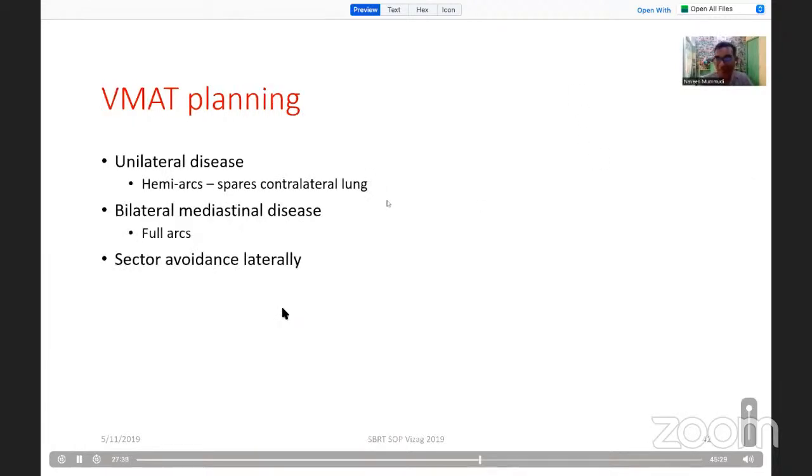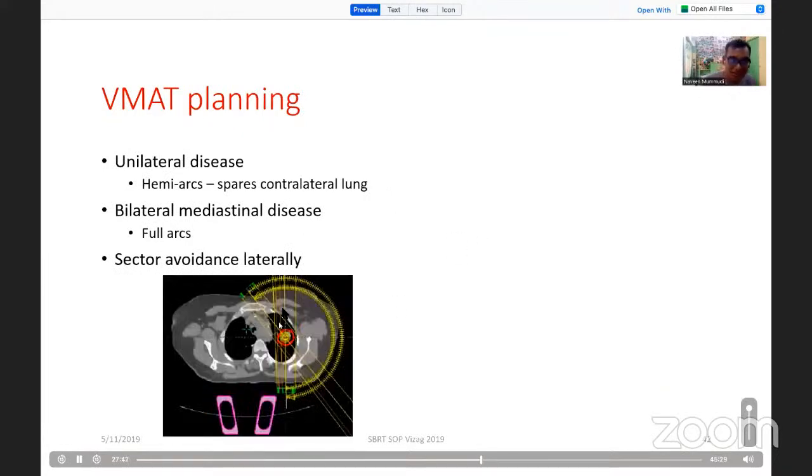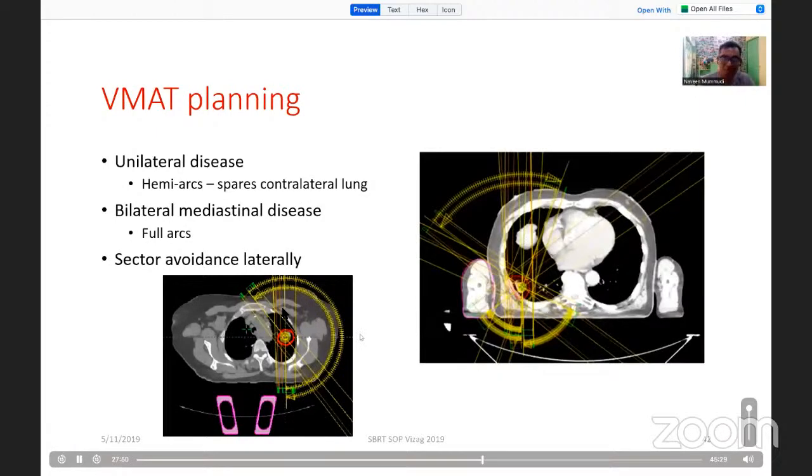So with the advent of VMAT planning, using these treatment arcs, we are able to control the spillage to a certain extent. Again, there are multiple ways of going about it. We use a hemi-arc for a patient who has a peripheral disease, and for patients who have mediastinal disease and possibly contralateral lymph node disease, we might be using a full arc also.